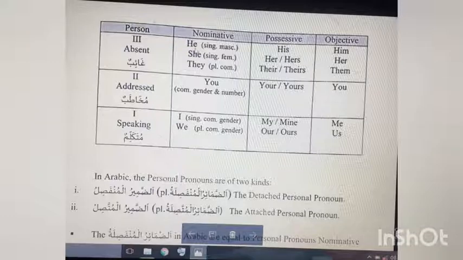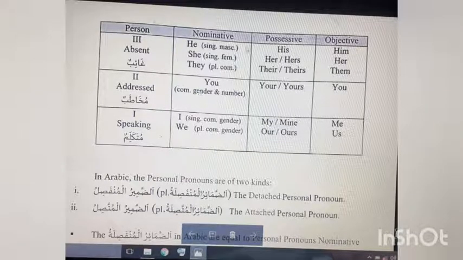In nominative case in English we use he, singular masculine, she for singular feminine, they for plural. Now in possessive case we use his, her, hers, their, theirs. In objective case we use him, her, them. And second person in Arabic we call mukhatab, addressed. In English we use you, common for gender and number, your, yours in possessive case, you in objective case.